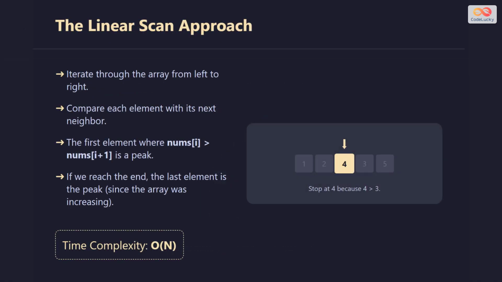The most straightforward way to solve this is using a linear scan. We can iterate through the array and check every element. As soon as we find an element that is greater than the next one, we have found a peak. This works, but it takes linear time, or O(n).